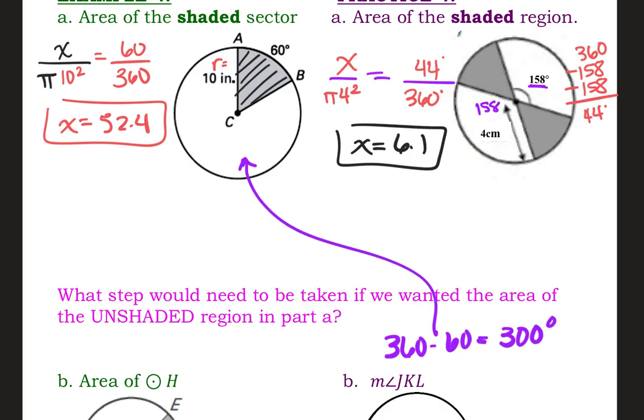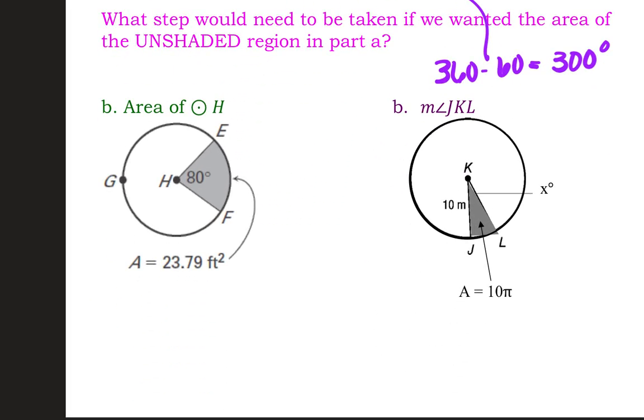The other thing you could do is, given that you already know the whole area by doing pi 10 squared, and then knowing that this is the area of the shaded, you could subtract those and then get the area of the unshaded. You could also do it that way if you wanted to. Whatever you want to do. All right, let's look at this one here.